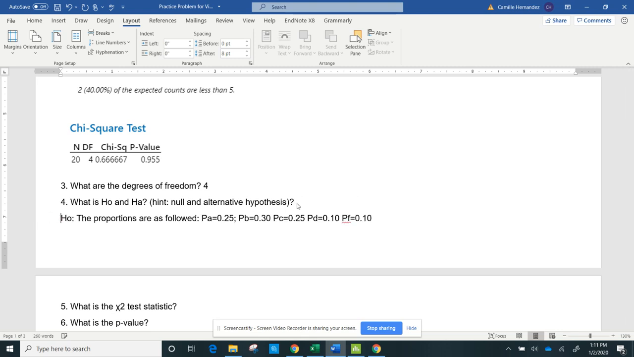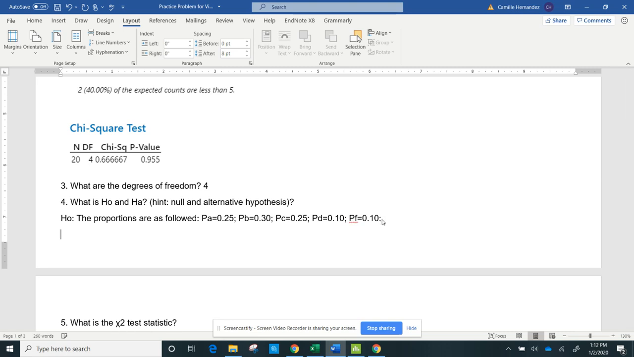I'm going to put it on the next slide. Maybe that'll make it easier. The proportions are as followed. And you can put the proportions in there. And I really do think it's kind of easier when you do that because I'm showing what I'm expected to be. And that's what I have.